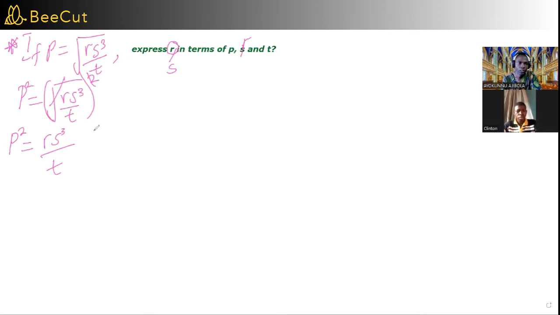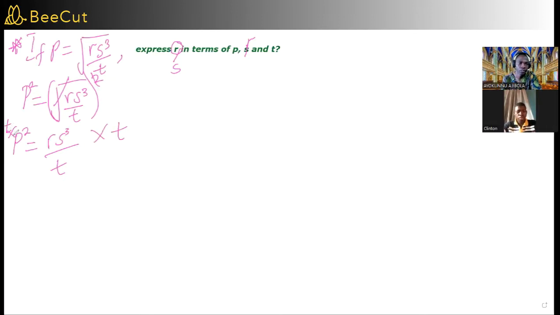So multiply both sides by t. This times t, and this other side times t. Then I have p squared t. So p squared t is now equal to, this is going to cancel this out, rs cubed. I didn't bring r and make him subject for that. I'll just divide both sides by s cubed, and that's all. That's my answer.